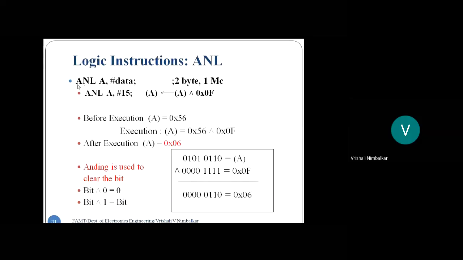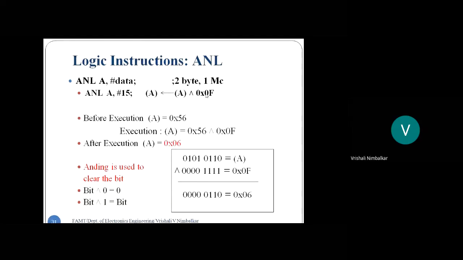So we will consider ANL A comma hash data. The example is ANL A comma hash 15. See, again, I have not written 0x15, meaning I didn't mention that it's a hexadecimal number. I have only written hash 15. This means the microcontroller assumes it as a decimal number 15, and while operating will convert it into hex. 15 in decimal is F in hex. So the microcontroller will convert this 15 into 0x0F. F is 15. Okay.